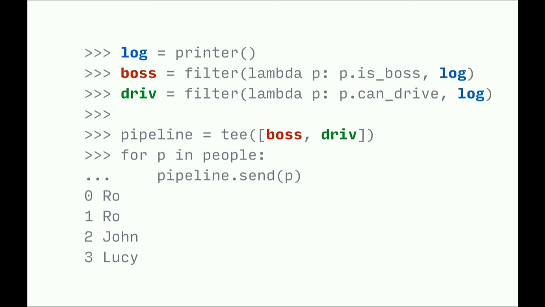So the way that this might work is we could create a log, which is our printer. We're going to have a boss filter and a driver filter, which both send to log, and then we're going to create a tee coroutine, which takes both boss and driver. We'll send our people in again, and we can see here that Ro prints twice because she's both a boss and a driver, so she comes through both filters. John comes through the driver filter, and Lucy comes through the boss filter. Why you would ever use this, I'm not entirely sure, but it's fun to think about and to write.